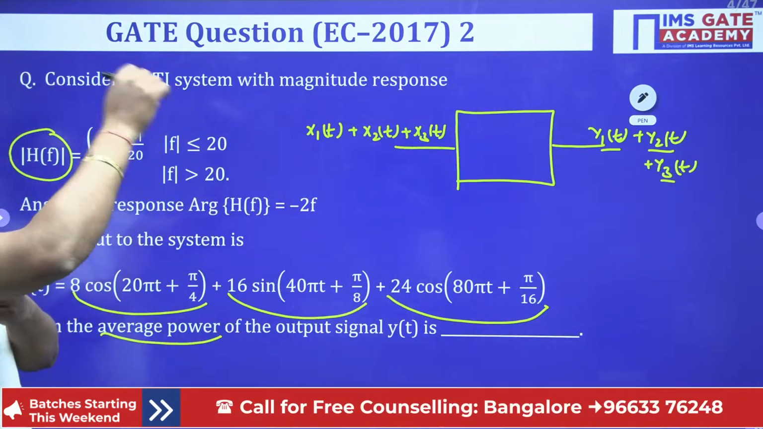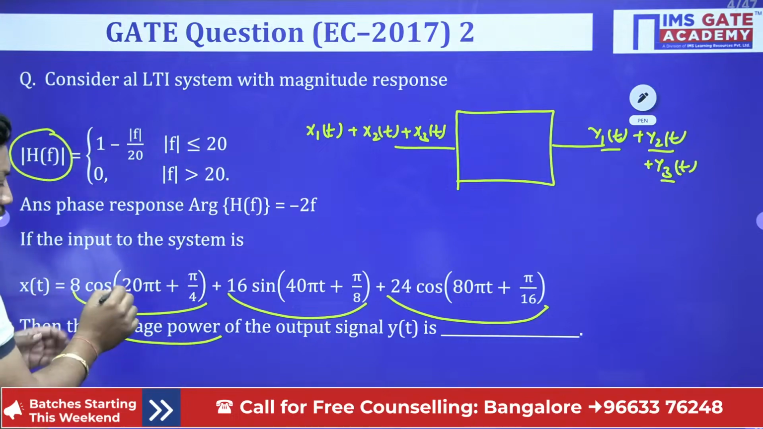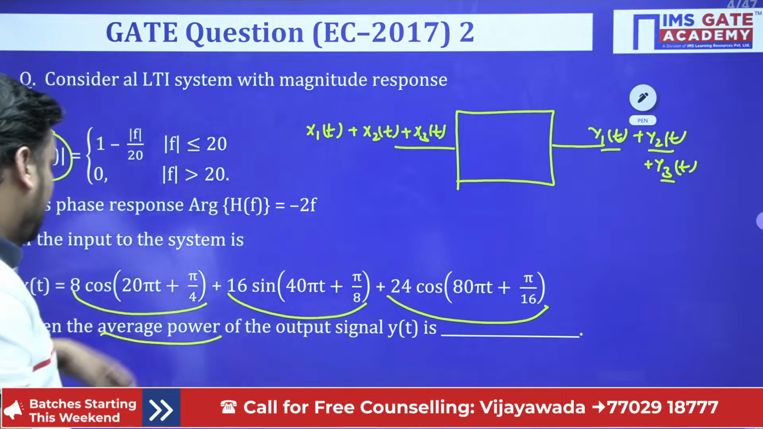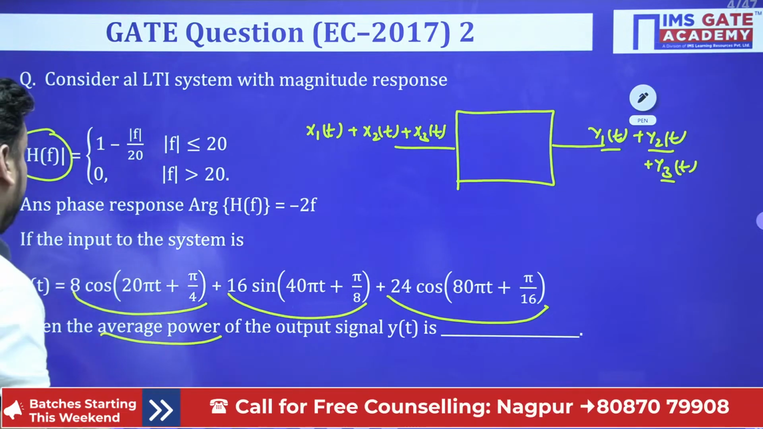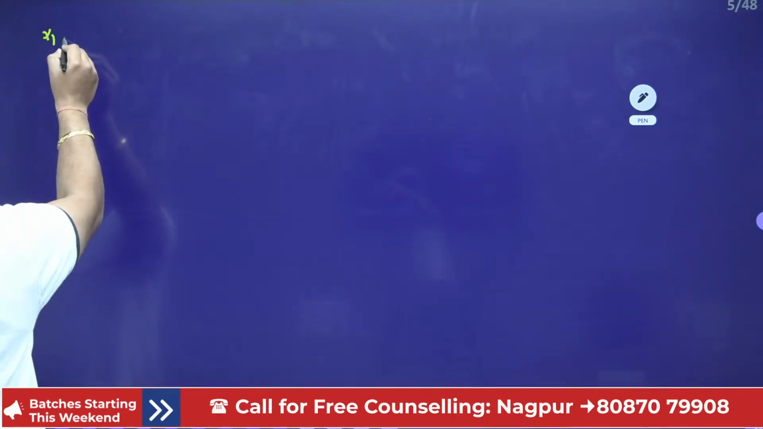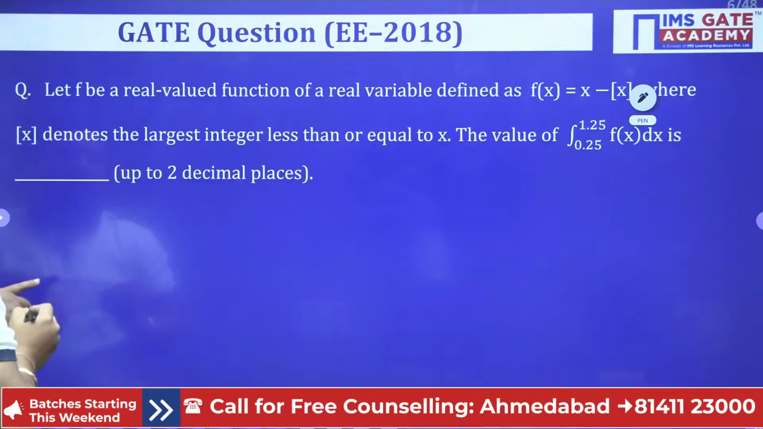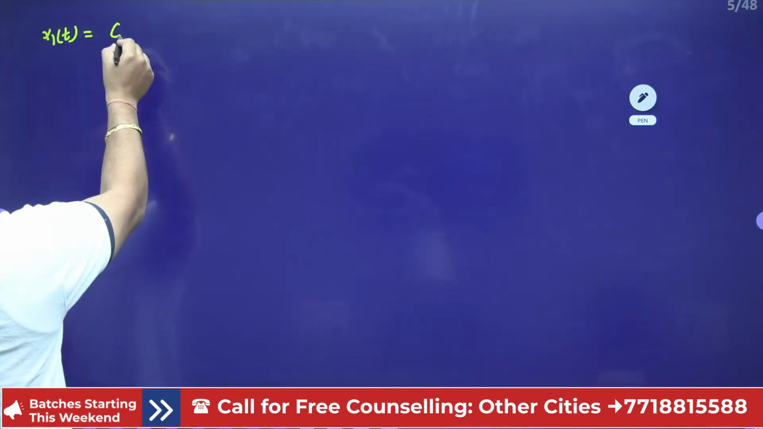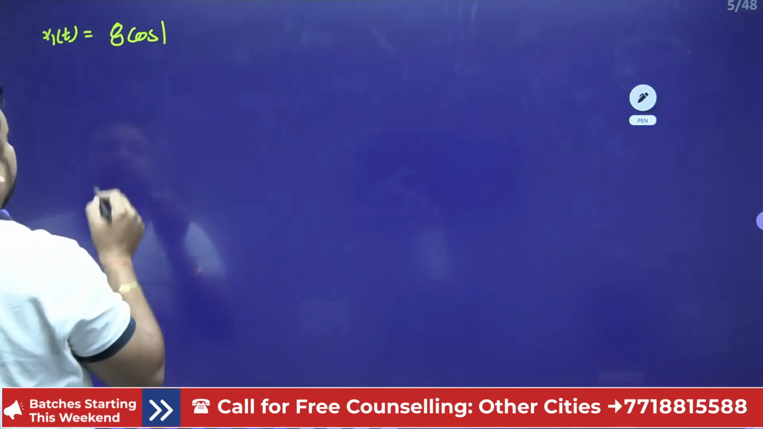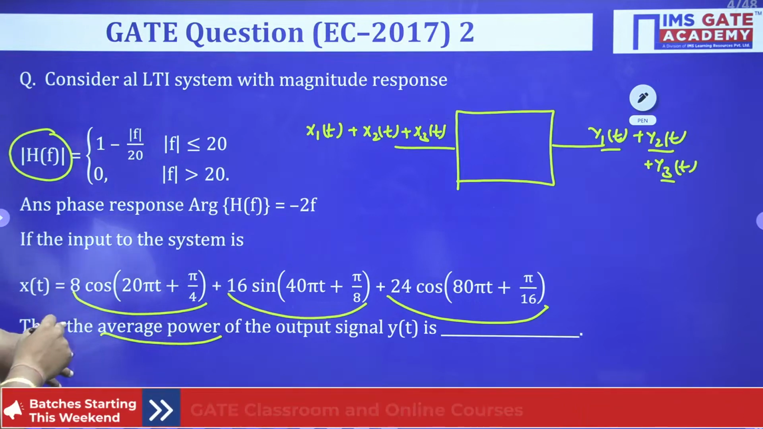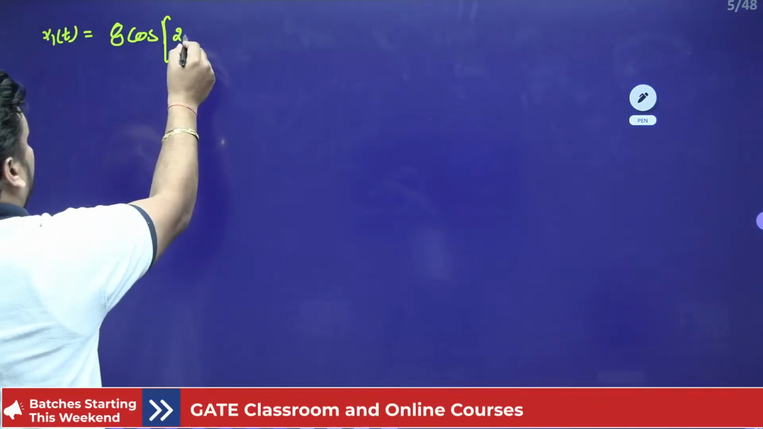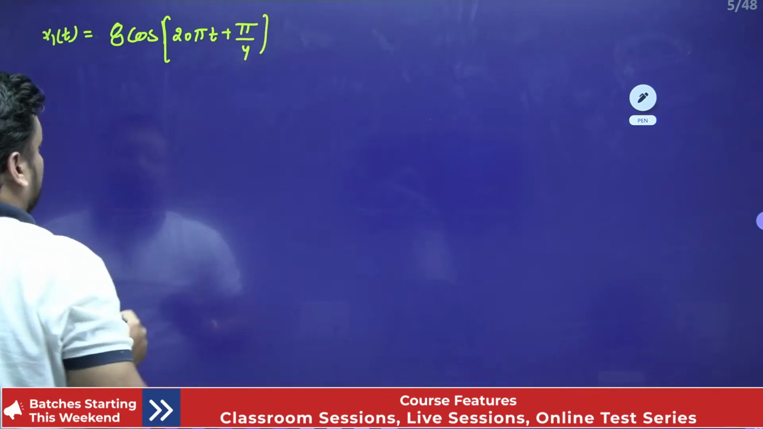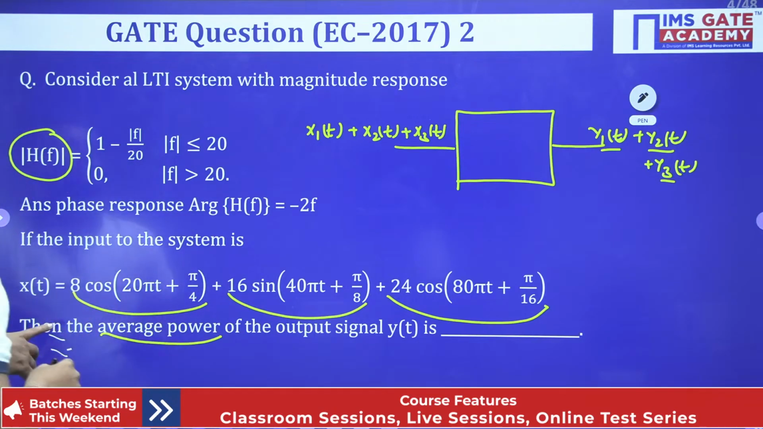So it means what, students? I need to check for each and every x1(t), x2(t) and x3(t), just like the last question. So I will take one by one. In the next slide I am taking the first. So let me take x1(t). The x1(t) value is 8 into cos of 20 pi t plus pi by 4.